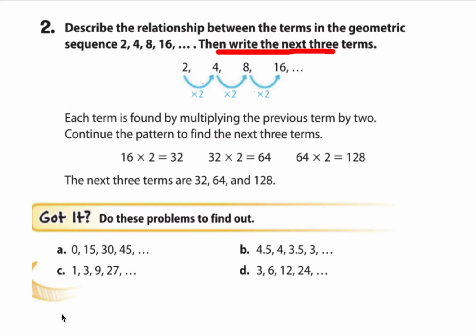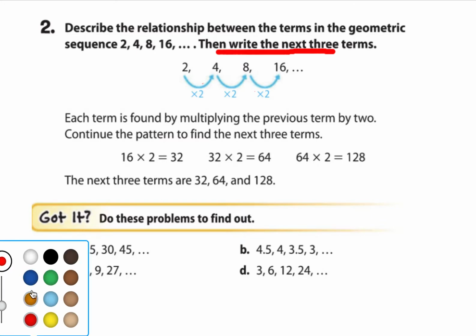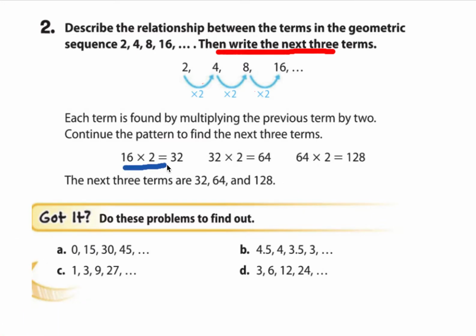So the actual sequence is multiplying by 2. You have 2 times 2 is 4. Remember, we always continue just to make sure. Then we continue the pattern. 4 times 2 is 8. 8 times 2 is 16. Yes, they are multiplying by 2. And that is how we know the next three terms: 16 times 2 is 32, 32 times 2 is 64, and 64 times 2 is 128. So these are our next three numbers.